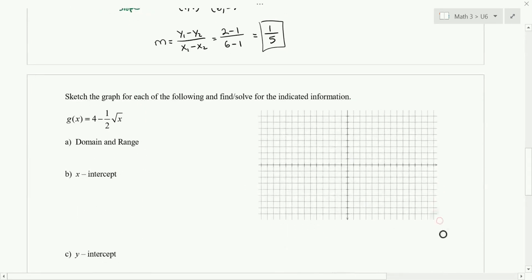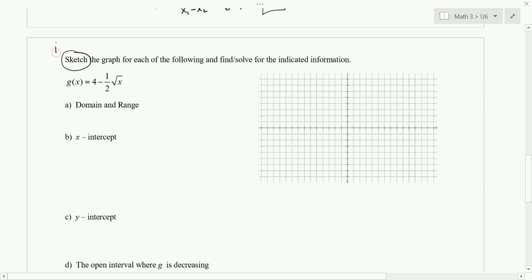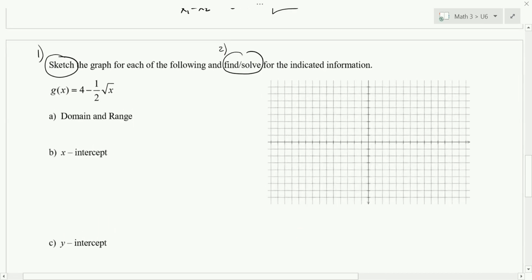All right, so our next example here, g of x equals 4 minus 1/2 square root of x. Again, we're asked to first sketch that graph, and then we're asked to find and solve for the indicated information. So first, let's sketch that graph. The translation on this one, underneath that square root, we're not adding or subtracting anything to x, so we're not moving left or right.